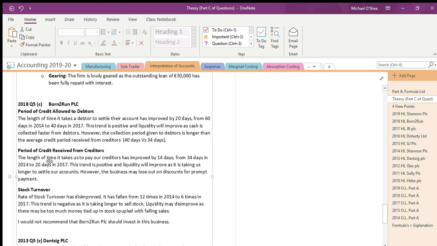The period of credit received from creditors, the length of time it takes us to pay our creditors, started off at 14 days and moved out to 34, so it's positive again. We're being given more time to pay, which is important. The trend is positive. Liquidity improves as it takes us longer to settle our accounts. However, the business may lose out on discounts for prompt payment. It's just a general statement. It's not really that important. It's the idea that sometimes a business will say, look, if you pay us next week, we'll give you 5% off. If you wait 2 months, you'll add another 5% on.